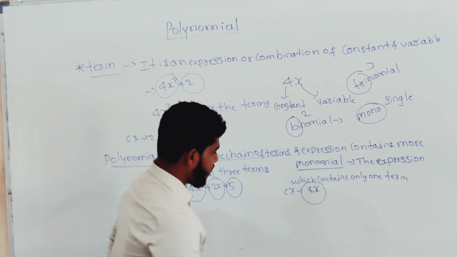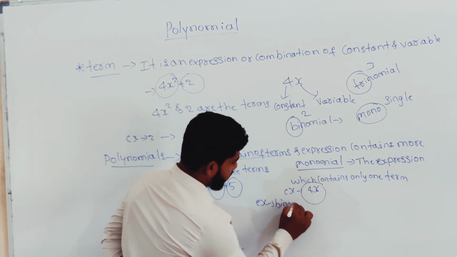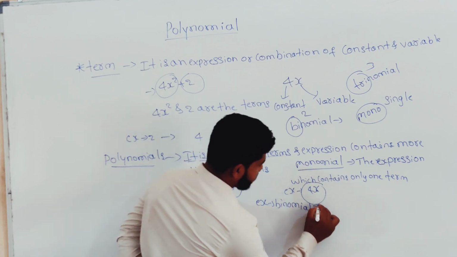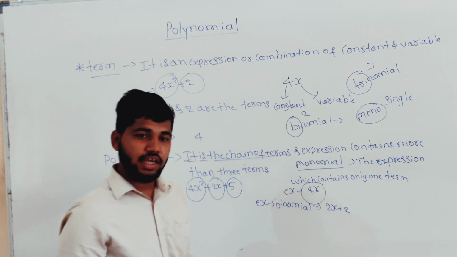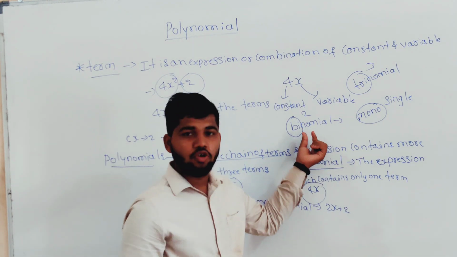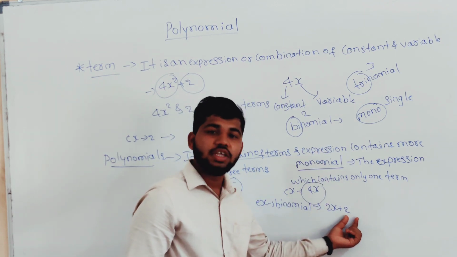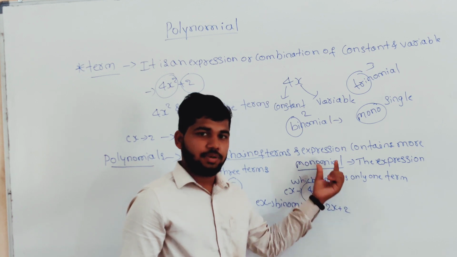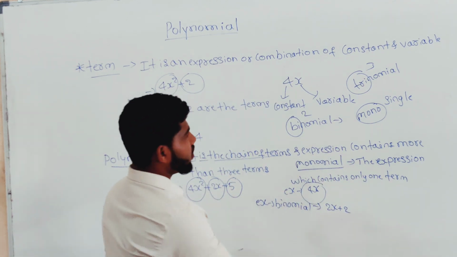An example for the binomial is 2x plus 2. It contains two terms: 2x is one term and 2 is the other term. An expression which contains only two terms is called a binomial. Example for the trinomial.